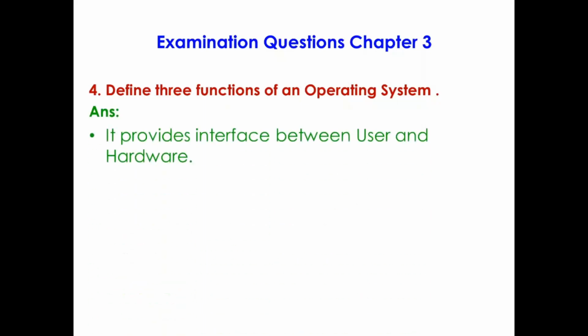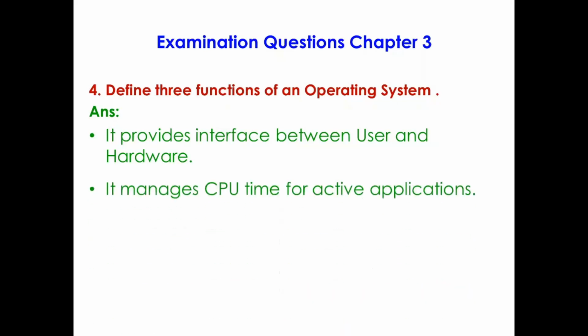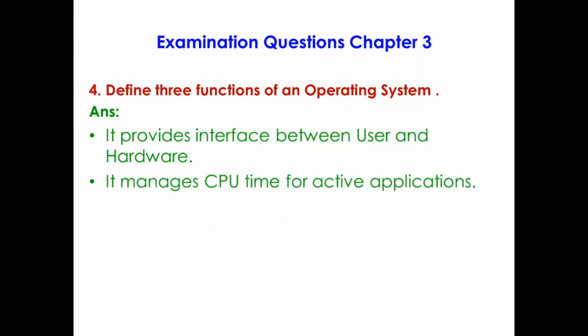Okay, so it provides an interface between the user and the hardware. We have discussed it before. You go back to the lesson and you will understand that the operating system establishes communication between the user and the hardware. If the user wants to tell something to the computer, it goes through the operating system. It manages CPU time for active applications. You can run many programs at the same time, so all of them need CPU time. So this is done by the operating system.